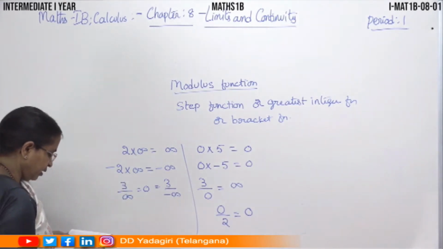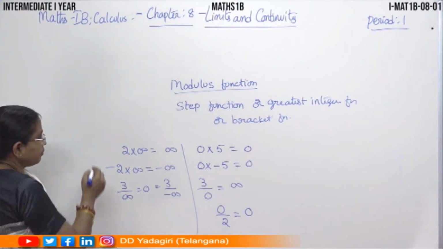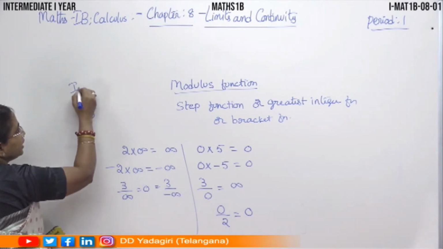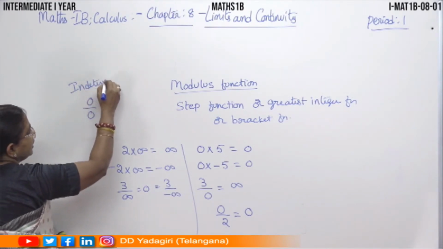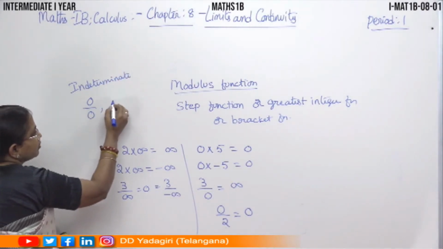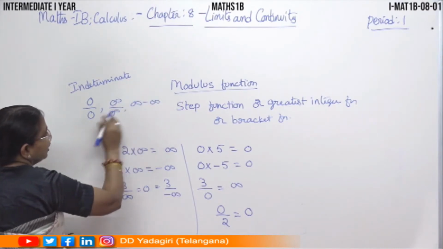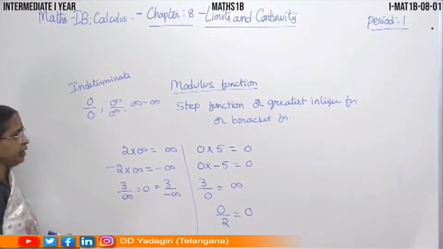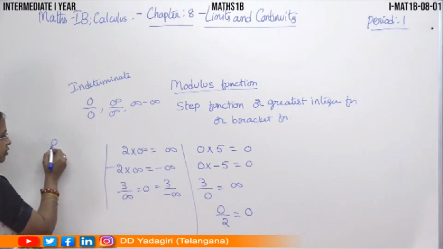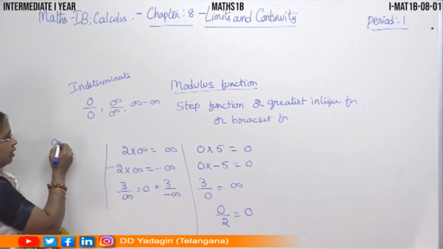Next, now suppose you have 0 by 0. 0 by 0 is indeterminate. There are some indeterminate forms: 0 by 0, infinity by infinity, infinity minus infinity. These values cannot be determined. One logical explanation I can give is like this. Suppose I have 0 by 0. You may say 0 and 0 get cancelled and it is 1, like that. But it is not like that.